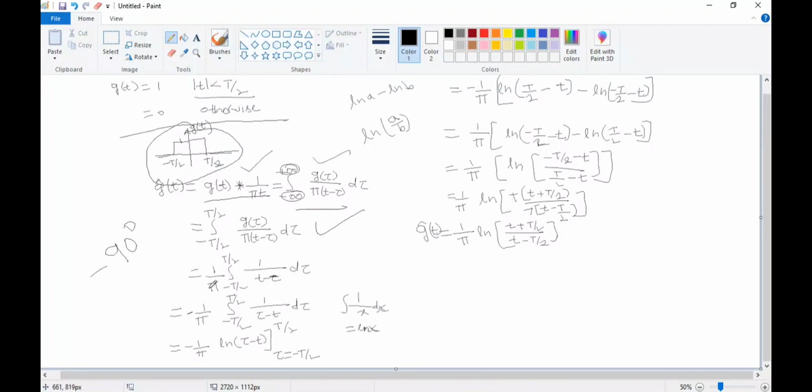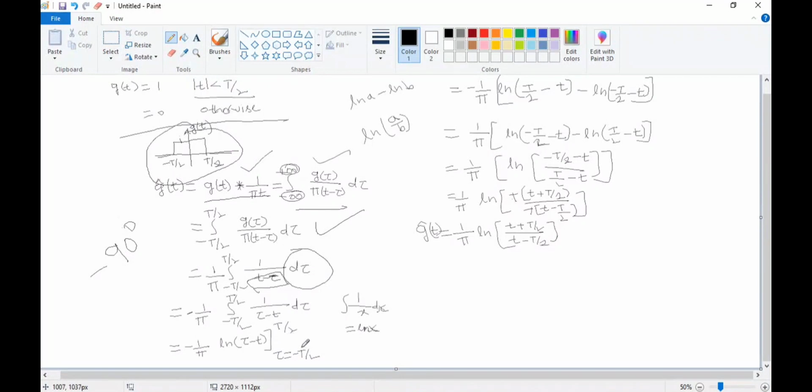Pi is a constant, so I have taken it out. Here the integration is with respect to tau. That is the reason for what I did: from the denominator I have taken minus common, and I have written that minus here. Since I have taken minus common, it is 1 by tau minus t d tau. You already know integral 1 by x is nothing but ln of x.